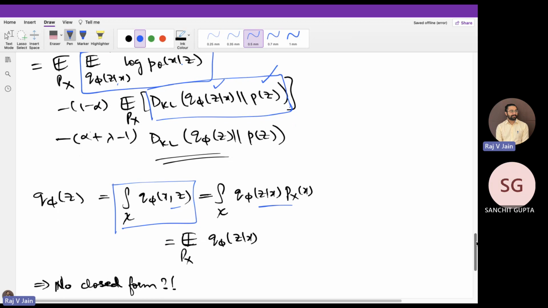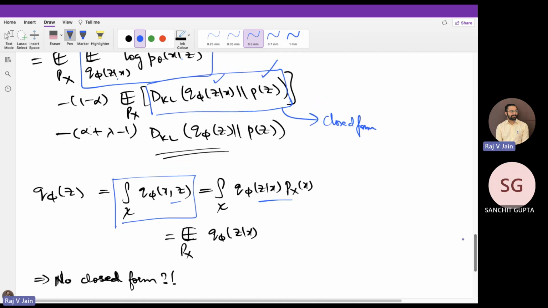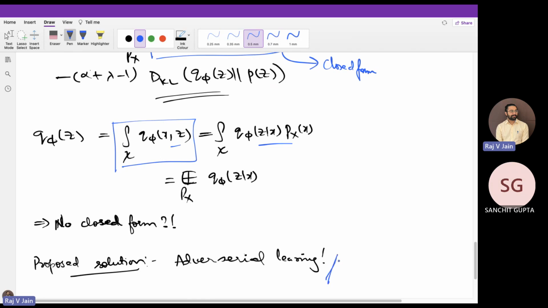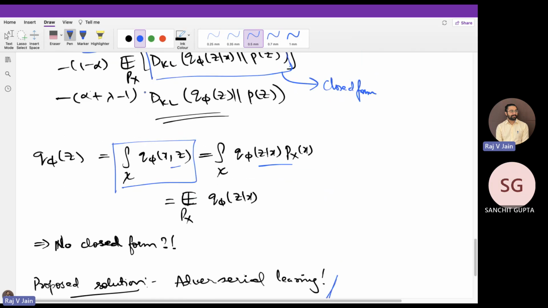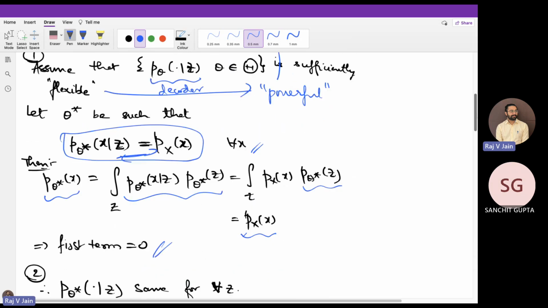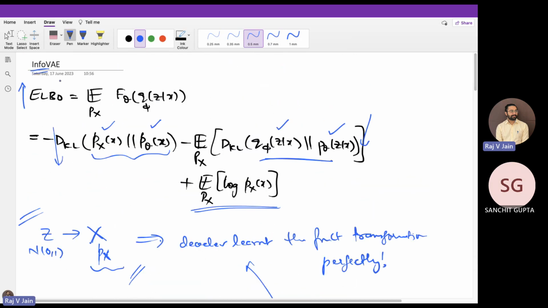So basically, there is no closed form for this distribution. Unlike here, where we lucked out, we had a closed form formulation. So here we don't have a closed form for this sort of method. One approach is that we can sample from this distribution. The other approach proposed is adversarial learning, which we will probably discuss in the next class or the next to next class. So how do you solve this particular term? How do we get gradients from this particular term? That will be done going forward. Okay, this is the idea of InfoVAE. The word info is there because they're using mutual information. That's the idea.